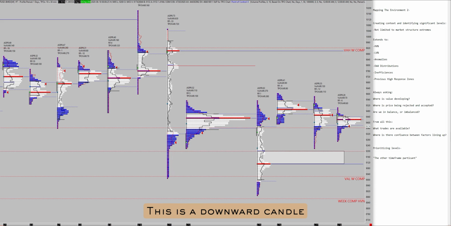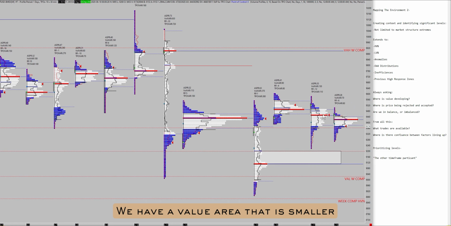This is a closing, this is a downward candle. You know, we have the green box here, the red box here. That means the candle's obviously moving downward. We have a value area that is smaller, we're more compressed. We have a point of control migrating downward. We have a market that's trying to move downward. We see that the rotation factor is -12, -6. The market's not trying to move upward, it's trying to move downward.